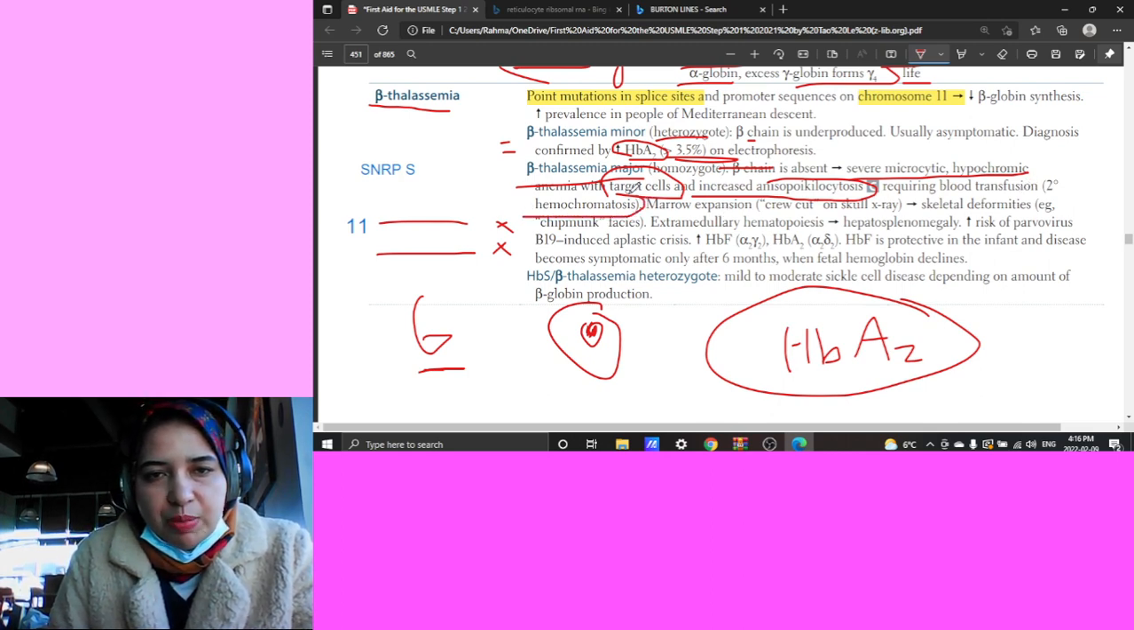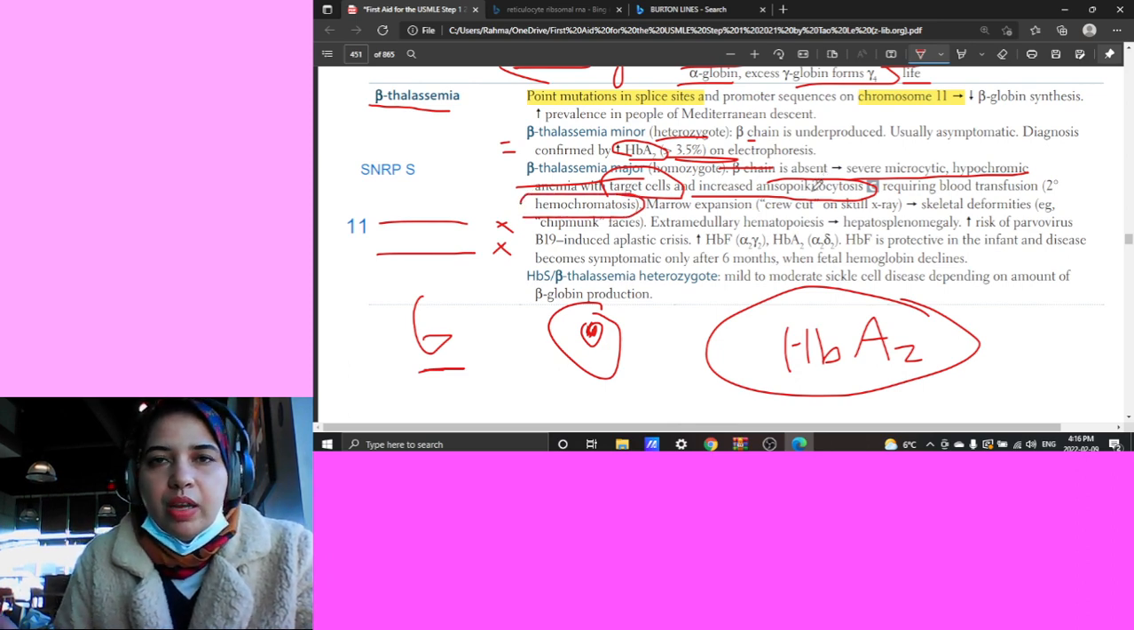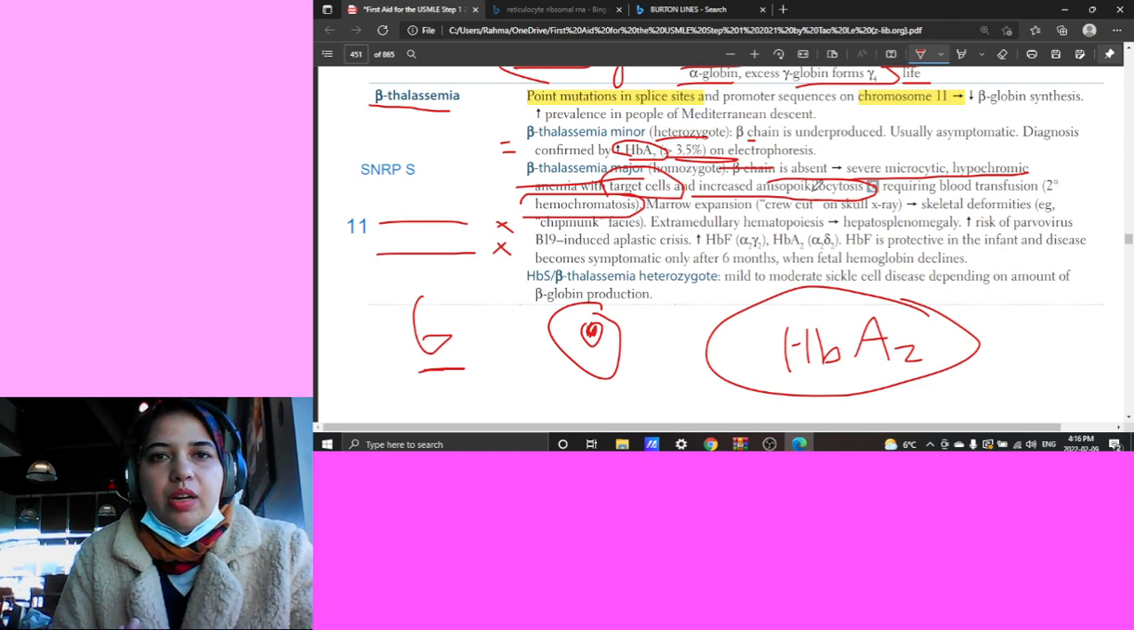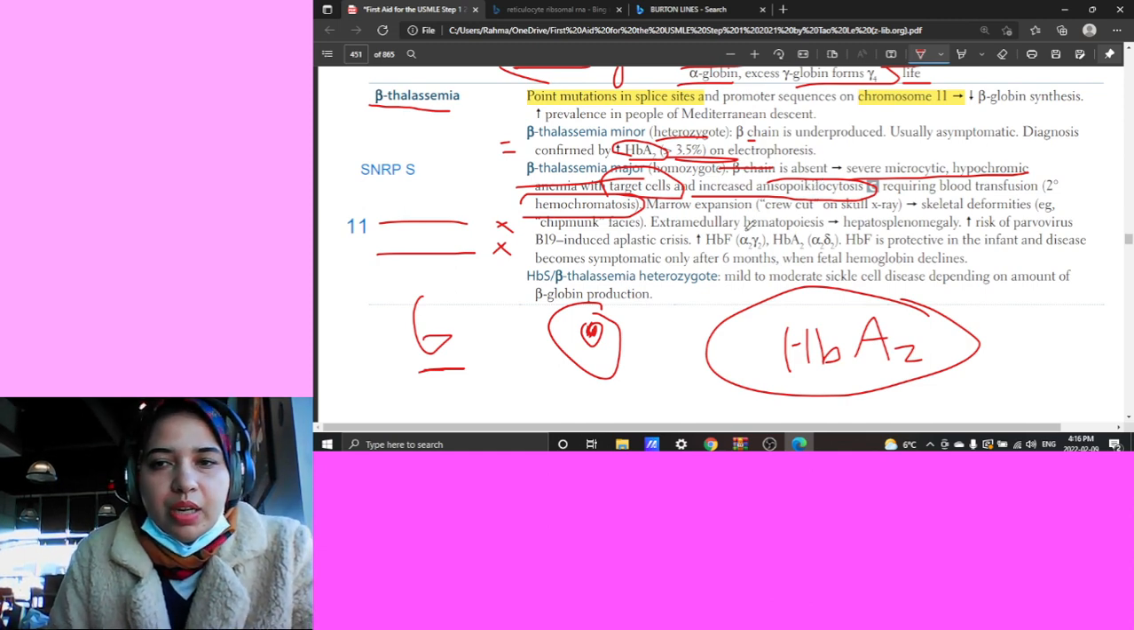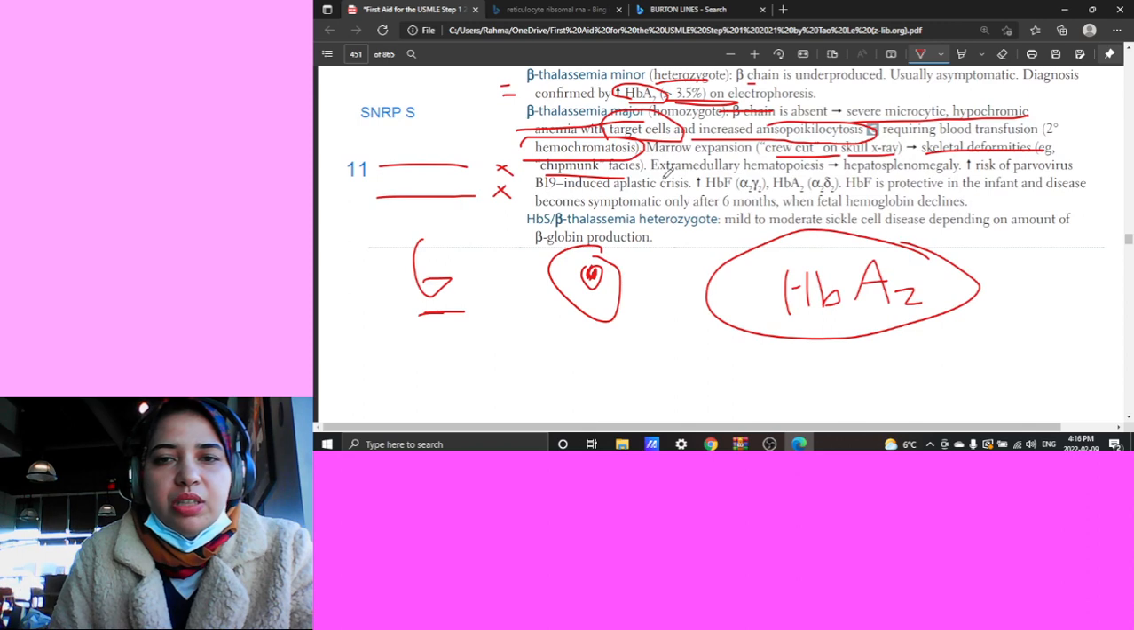That's another problem that these people have to face and deal with. Marrow expansion on cool cuts. You have anemia, right? The bone marrow is not producing the correct type, so I'm going to trigger erythrocyte formation in other areas, such as the bones. So you're going to have marrow expansion, cool cut on x-ray. You're going to have skeletal deformity, chipmunk faces, extramedullary hematopoiesis.